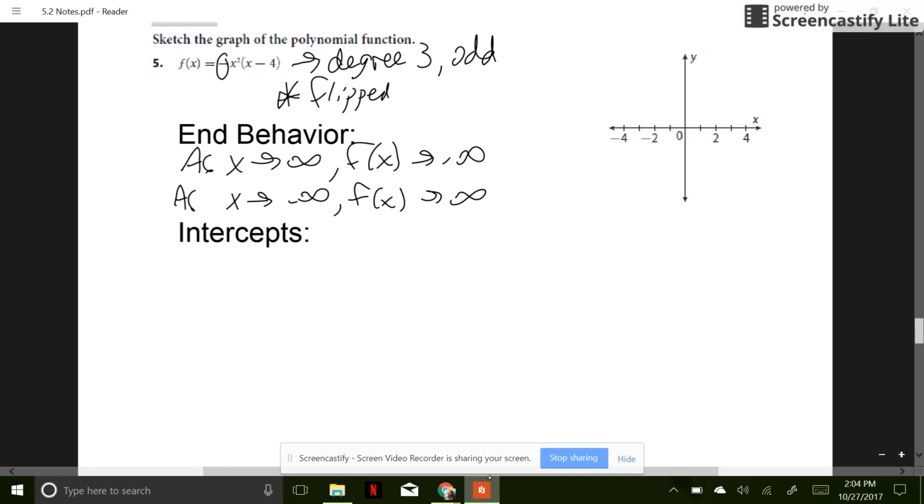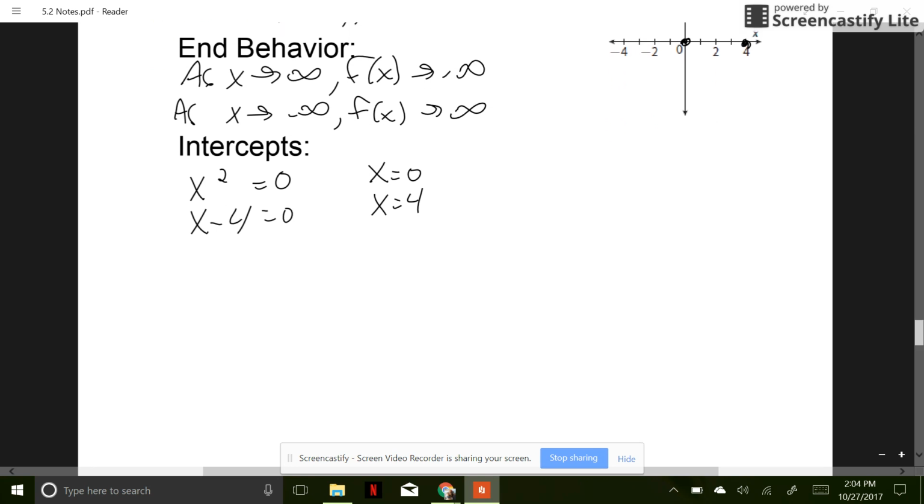All right, what are the intercepts? We look at each of our terms, set them equal to 0. X squared equals 0 means we'll have an intercept at x equals 0. And x minus 4 equals 0 means we'll have an intercept at x equals 4. So those are our two intercepts. Those are the two really important things we need for our graph.